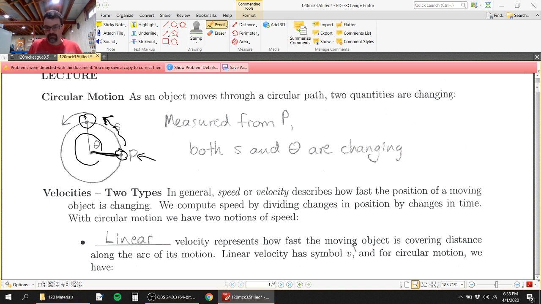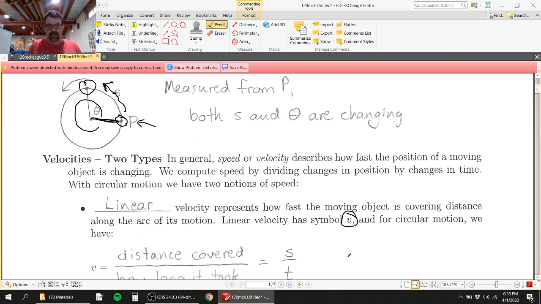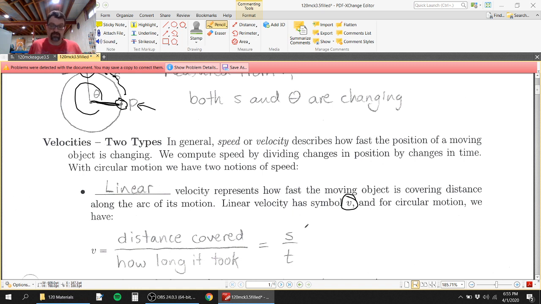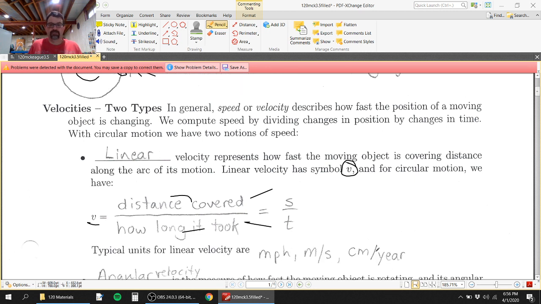Right? We use a V for it, and the formula is really rate, distance, time, and in terms of the labels we have for circular motion, V equals S over T. All right, how far did you go divided by how long it took? That's what velocity is. And we're talking about units of miles per hour, meters per second. Basically, any sort of length unit divided by any sort of time unit is a linear velocity unit, right?